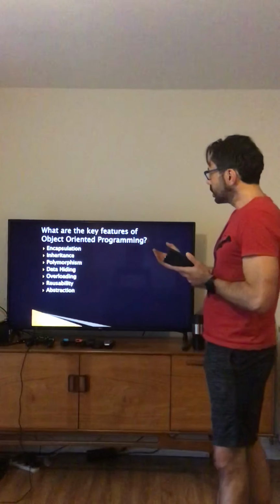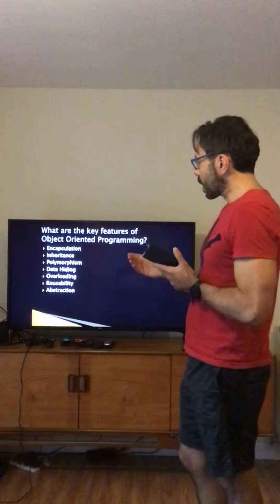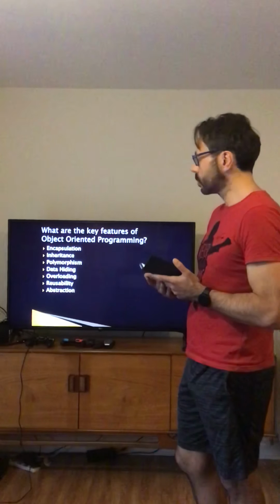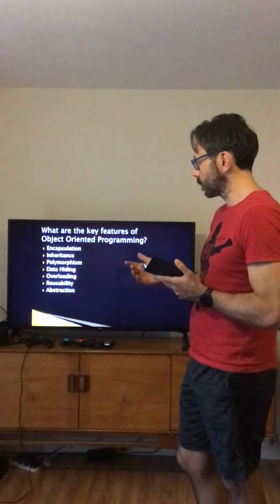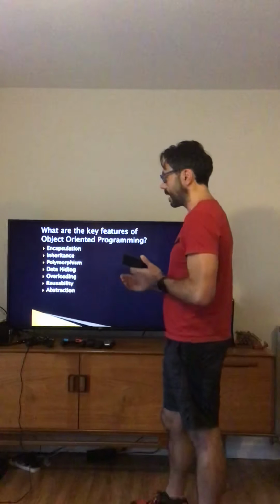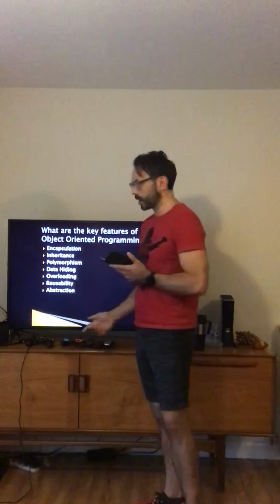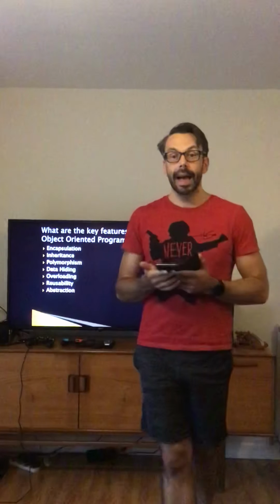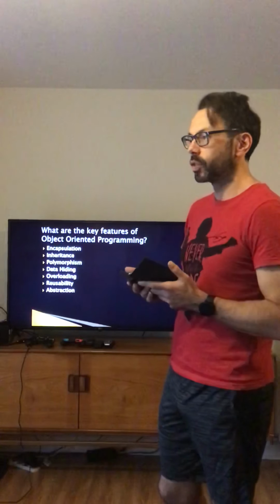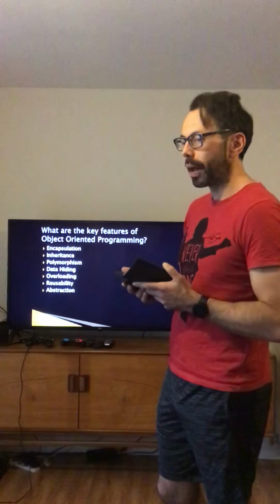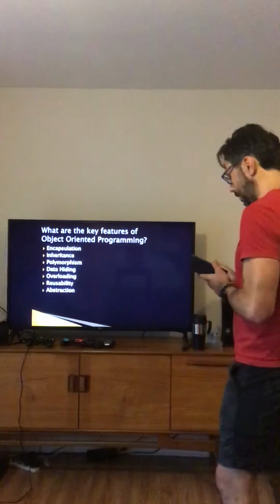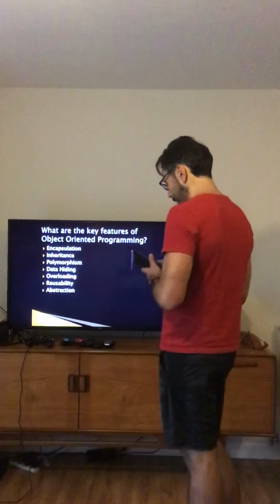So what are the key features of object-oriented programming? We've sort of had this before. The 4 pillars of object-oriented programming are, of course, encapsulation, inheritance, polymorphism, and abstraction. But there are other things in there, such as data hiding, overloading, and of course reusability is a big part. So encapsulation is really all about the hiding, the scope, and compartmentalizing the functionality, which we're going to be looking at specifically today.